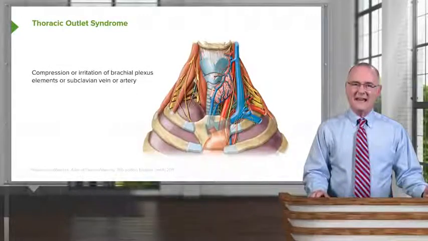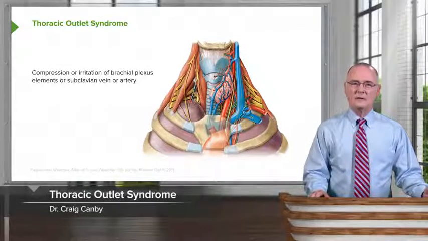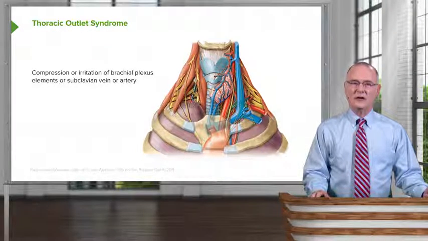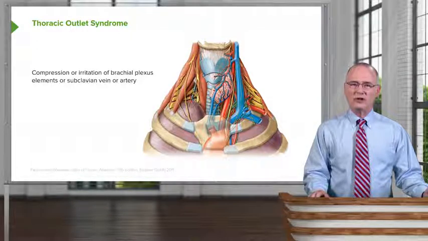This relevant anatomy of the thoracic outlet is useful in understanding thoracic outlet syndrome. In thoracic outlet syndrome, there's compression or irritation of brachial plexus elements, or there can also be involvement of the subclavian vein or the subclavian artery.